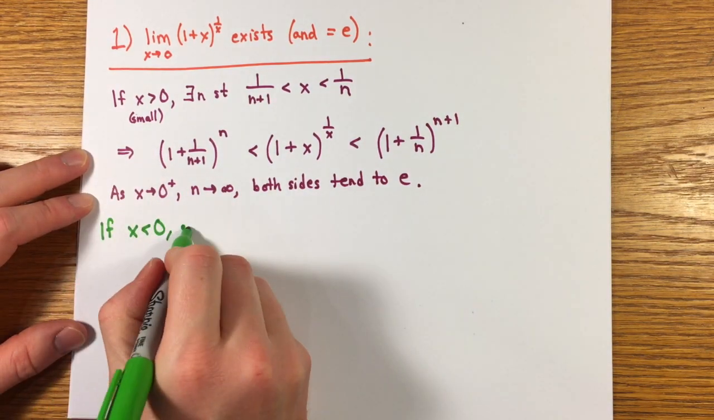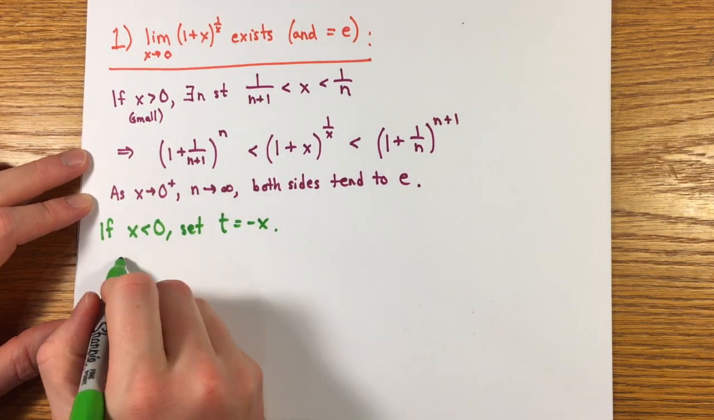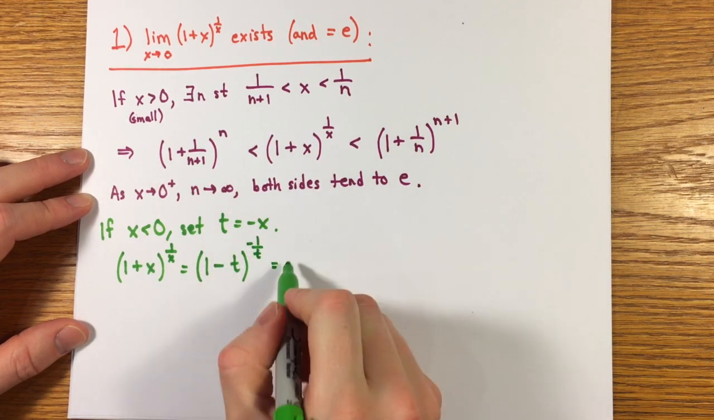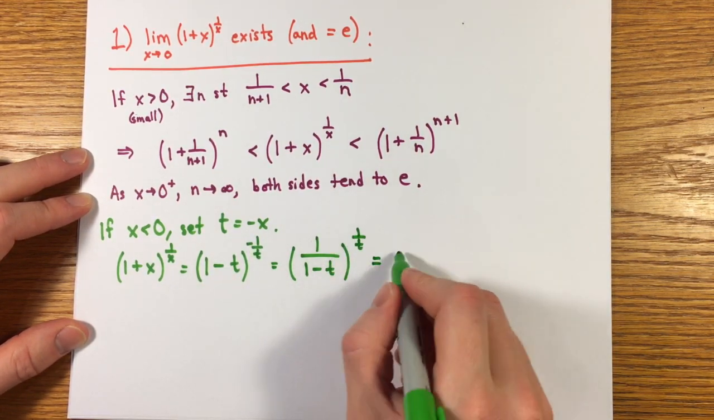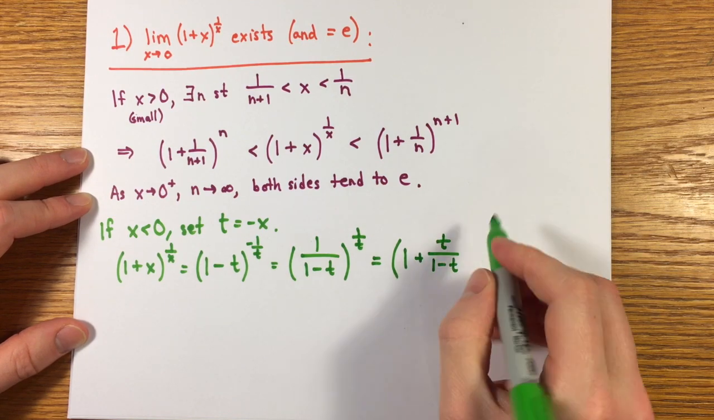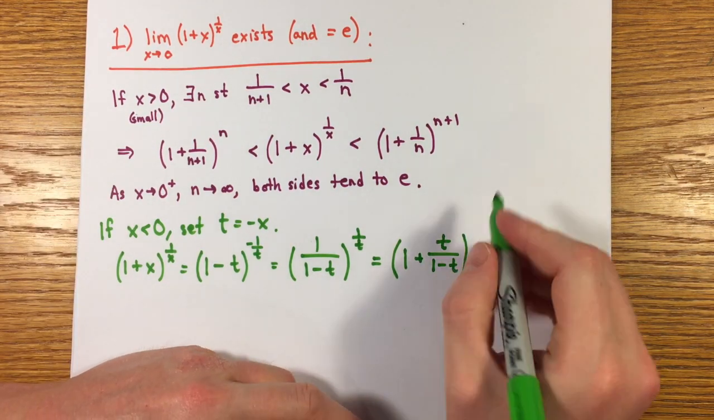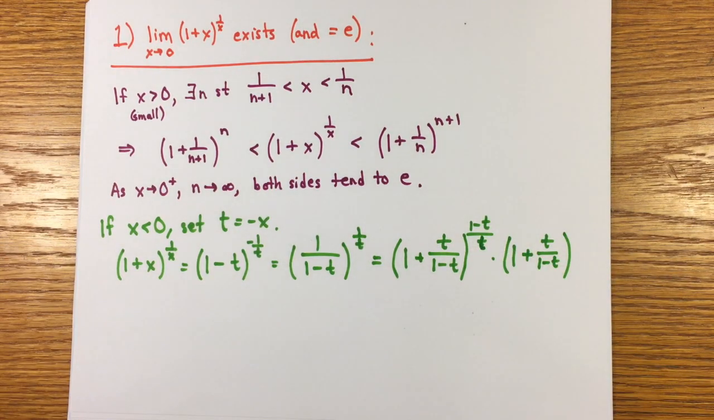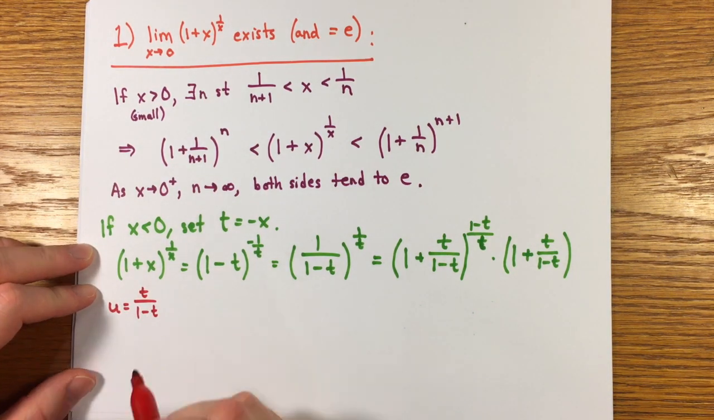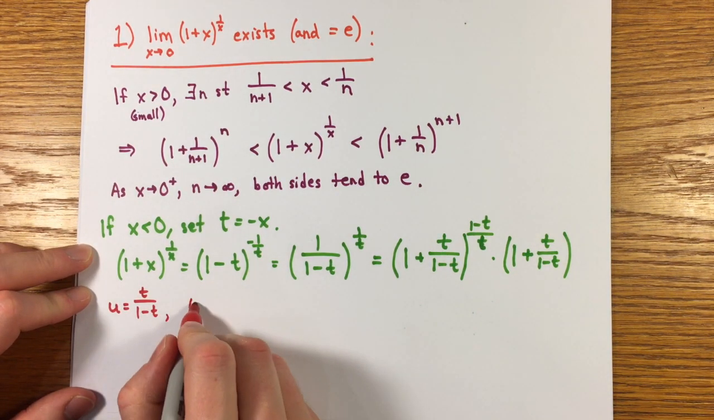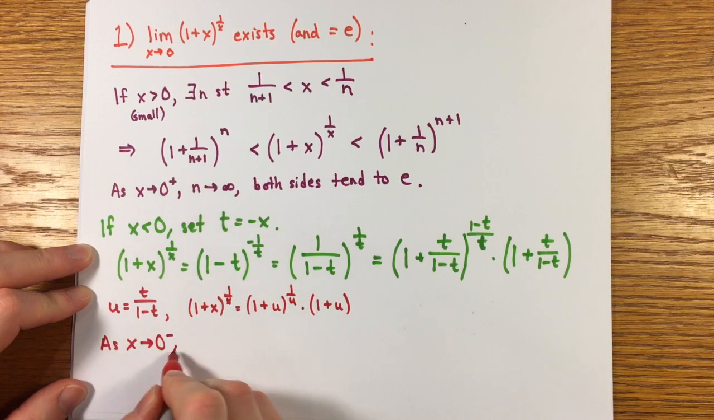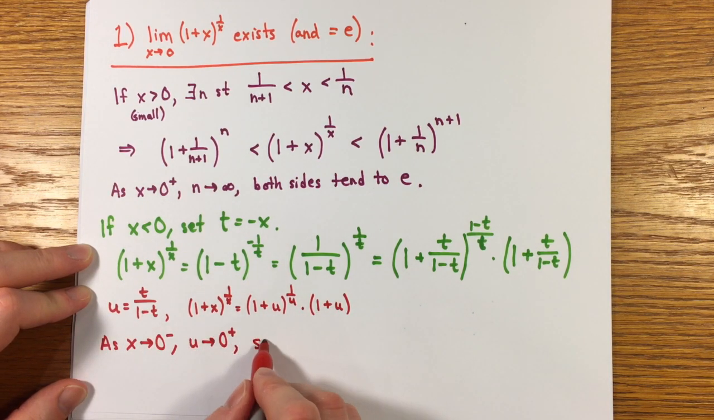We have to argue separately for x negative. If x is less than 0, let t = -x, and then (1 + x)^(1/x) = (1 - t)^(-1/t), but that's equal to (1/(1 - t))^(1/t), which is equal to (1 + t/(1 - t))^(1/t), which is equal to (1 + t/(1 - t))^((1 - t)/t) times (1 + t/(1 - t)). And now the first factor goes to e and the second goes to 1 as t goes to 0.